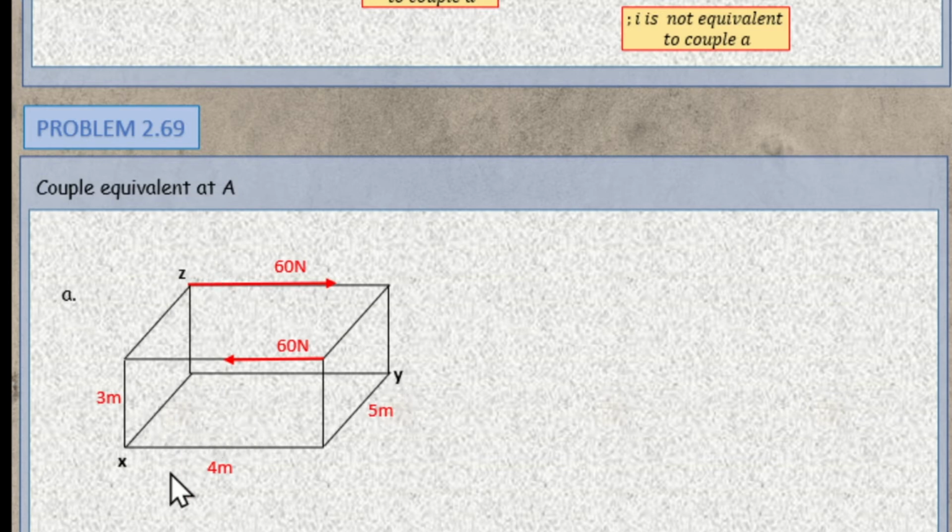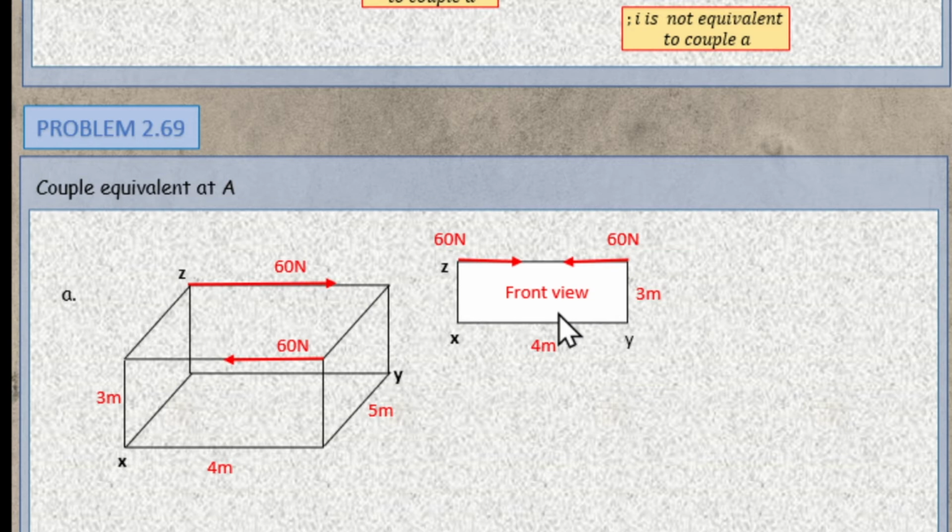For our couple X, we have to look at its front view. Looking at its front view, we have this 60 Newton, 4 meter, and 3 meter. Based on this figure, do you think we have a value for our couple at X? Again, let us define what a couple is. A couple is two parallel non-collinear forces that are equal in magnitude and opposite in direction.